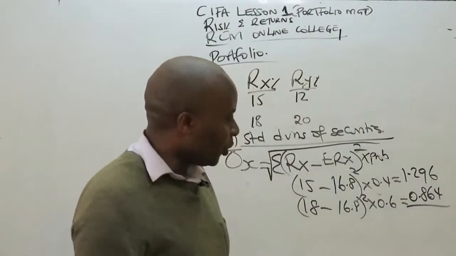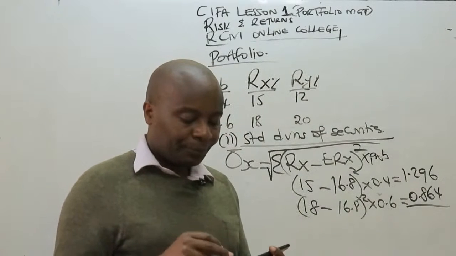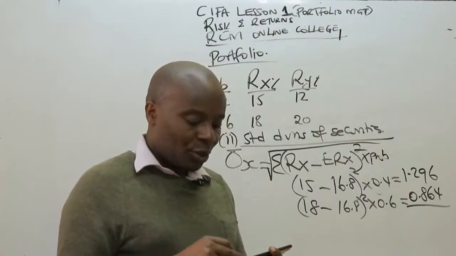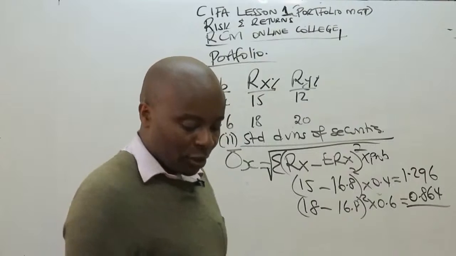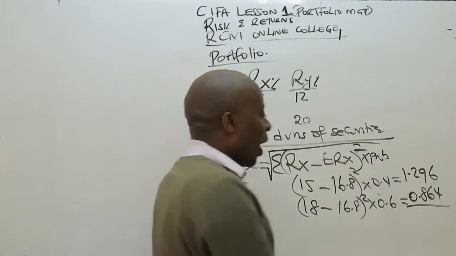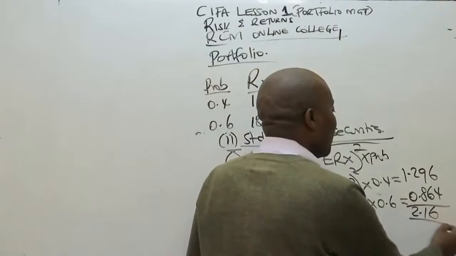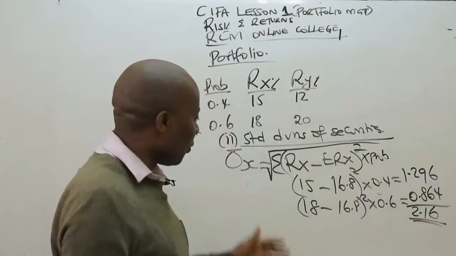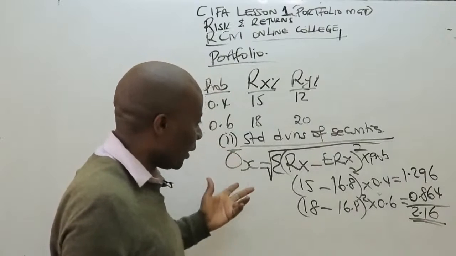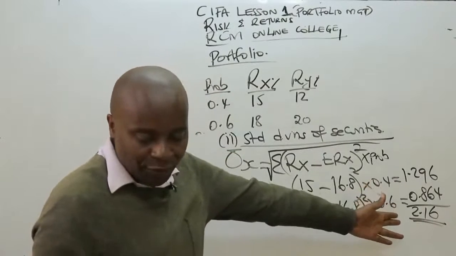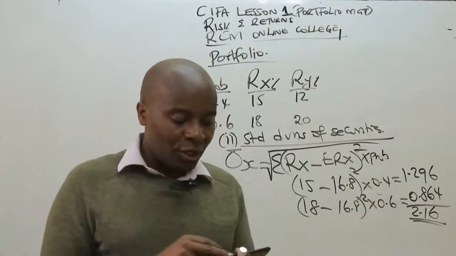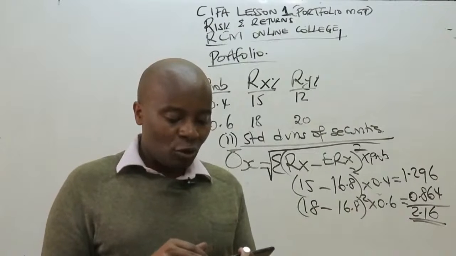So you add the 2, so plus 1.296 gives us a figure of 2.16. This 2.16 is your total variance. Remember, for you to get the standard deviation with symbols like this, you need to come and give us the square root of this. So please give us the square root of 2.16.